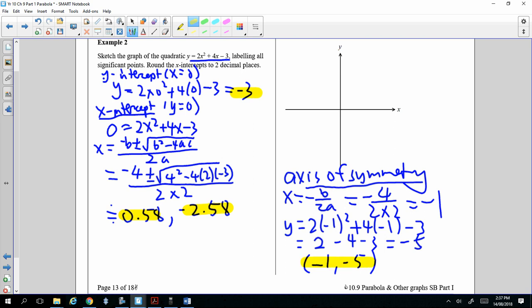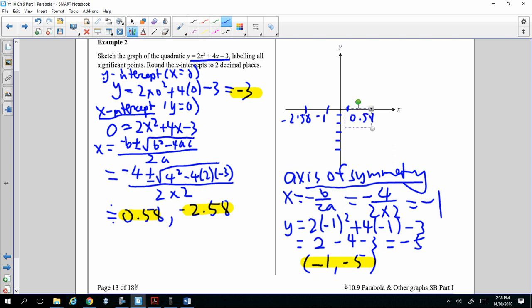Okay, let's draw it on the graph that's provided to you. So what do we have? Let's label all the points. So 0.58, 1, 2, 3, 4, 5, negative 1, and then you got 1 here, and then 2, that will be negative 2.58, that will be 0.58, and you have a point here.